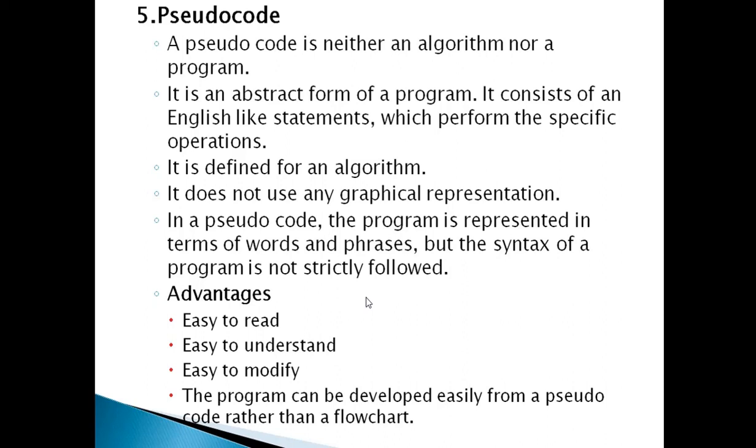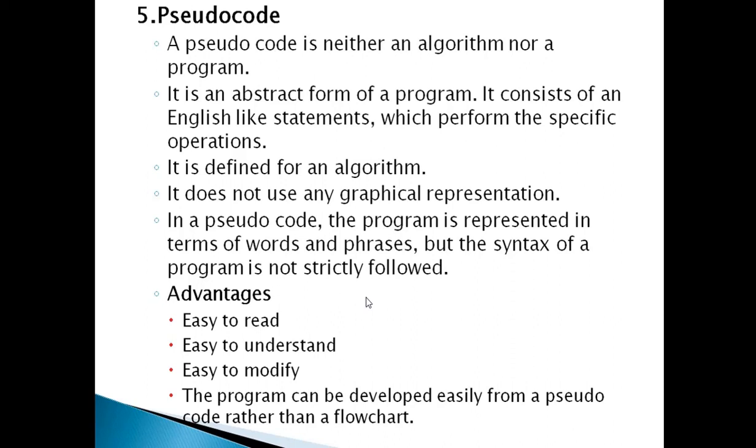And it consists of English-like statements. In pseudocode, we use statements which look like the English language and which perform specific operations. Individual statements will perform specific operations. And it is defined for an algorithm. So for an algorithm, we write the pseudocode.